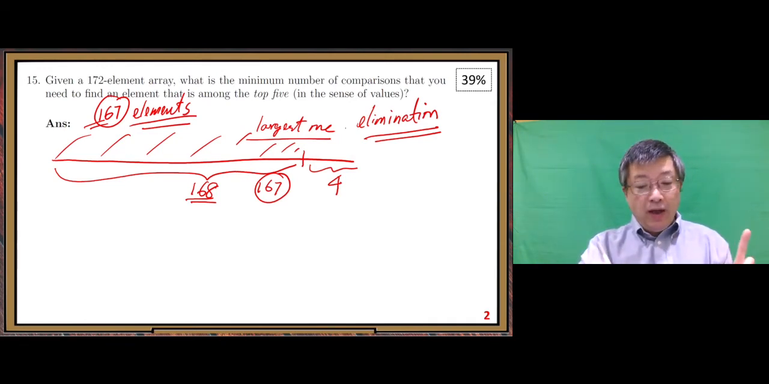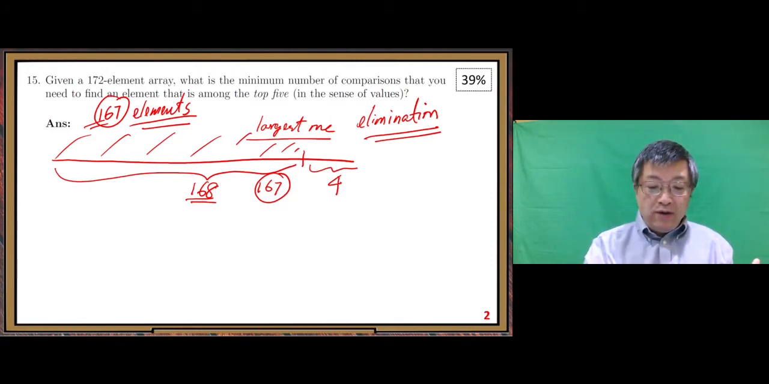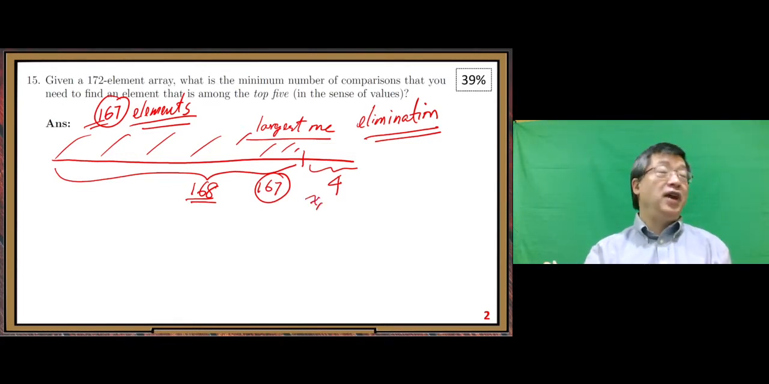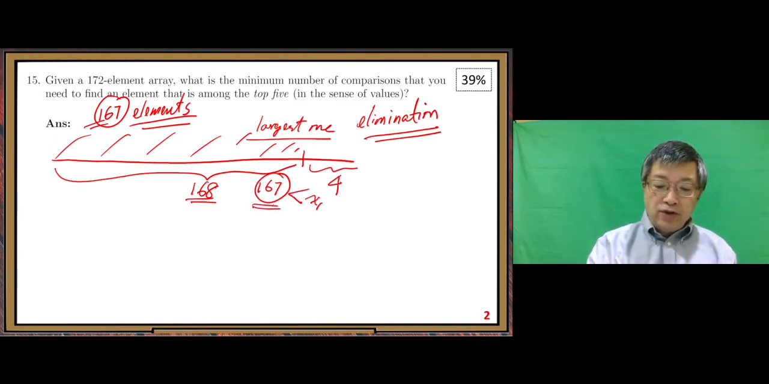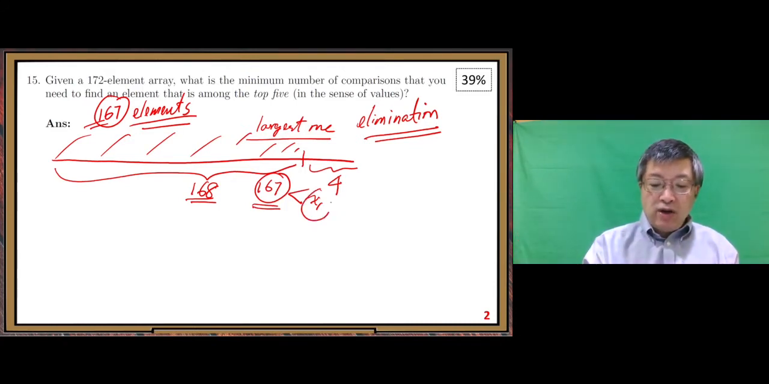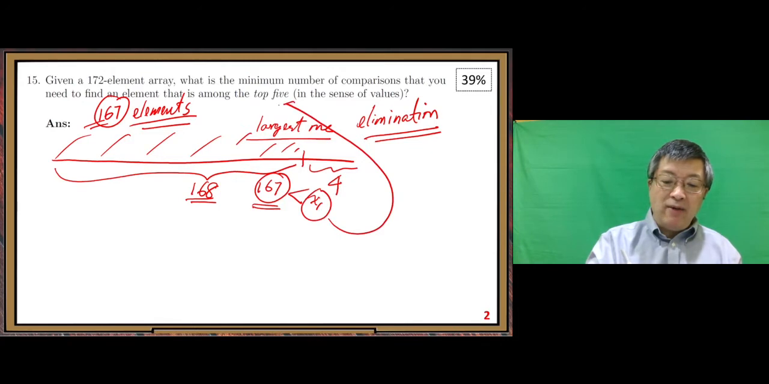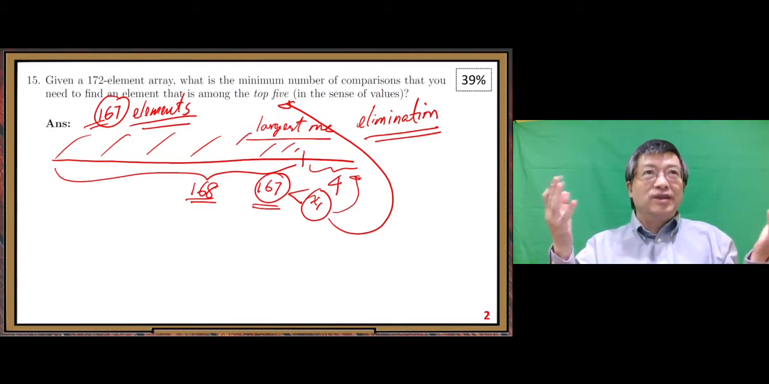So that one beats 167 elements. Let me just call it X1. X1 beats all those 167 elements. Now I claim this one is among the top 5. So this one joined the remaining 4 top 5.